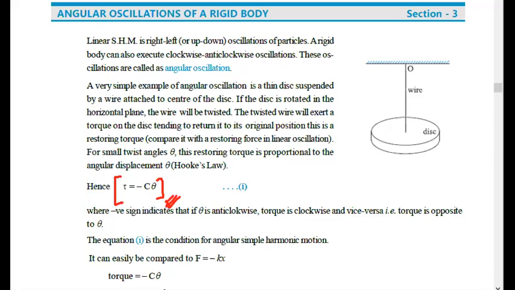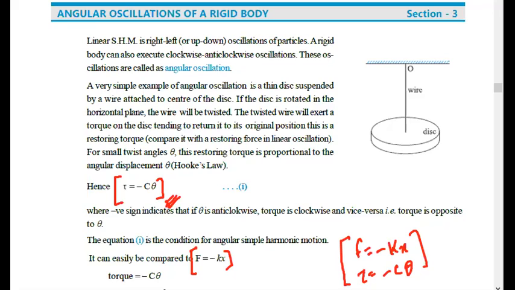If you compare this with my basic expression of restoring force in linear SHM, F is equal to minus kx, in the same way we have tau is equal to minus c theta. Don't you think that there are lots of similarities between these two? Yes or no? Think about it.